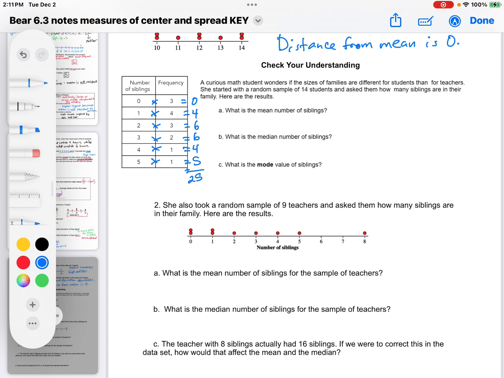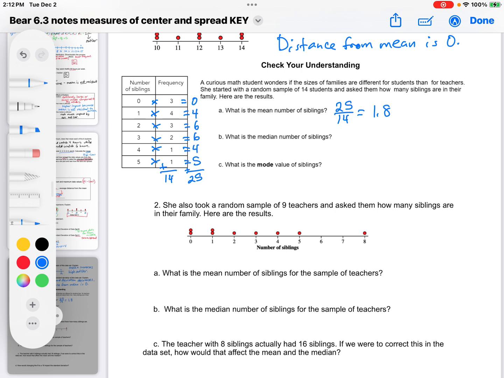And then we're going to add up the frequencies to figure out what our denominator is. So the frequencies tell us how many people were asked. We should know that to be 14. So our mean is going to be 25 divided by 14. So we're going to take a calculator and we'll divide that out, and we get 1.8 siblings, okay?